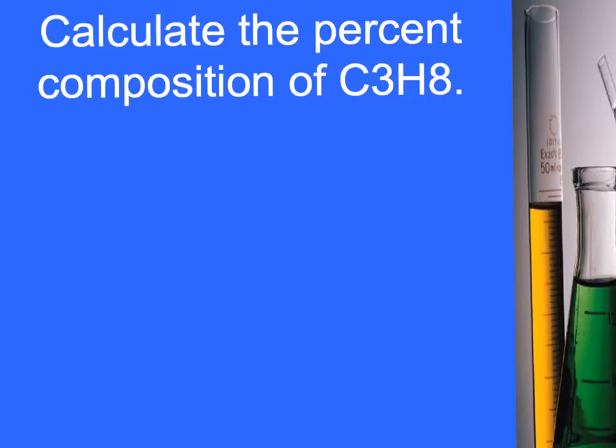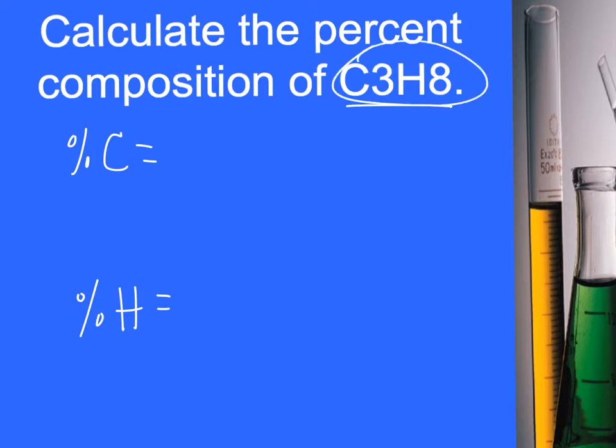This is another example of a percent composition problem. You can see in this particular problem, it doesn't give us the grams for carbon or the grams of hydrogen. It just is asking us to calculate the percent composition of C3H8. When it's presented in this form, you still need to find the percent of carbon, and we still need to find the percent of hydrogen. This time we're just going to look at the chemical formula and use our periodic table. So you need to get out your periodic table.